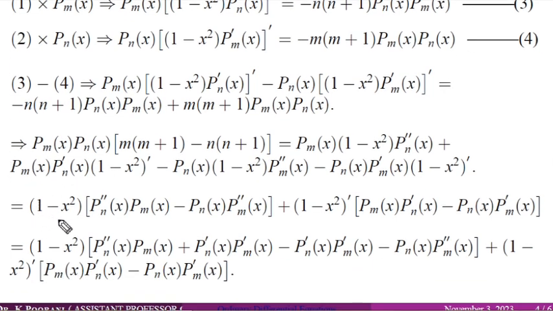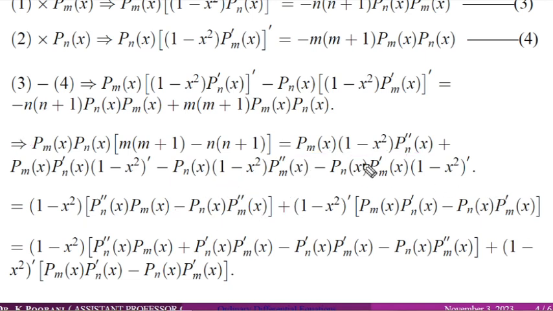In the next step, we take 1 minus x square as common. The left hand side has no problem; if we correct the right hand side, the left hand side comes as it is. Here is a 1 minus x square, and here is another 1 minus x square, so we take 1 minus x square in common. What we have is Pn dash of x into Pm of x, and next, minus Pn of x into Pm double dash of x.